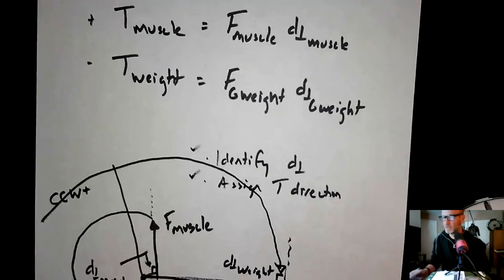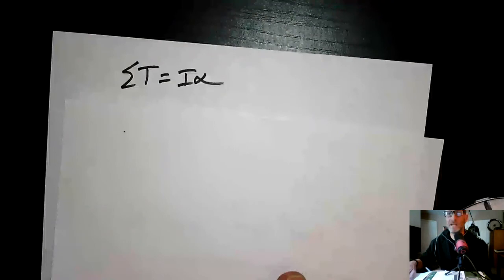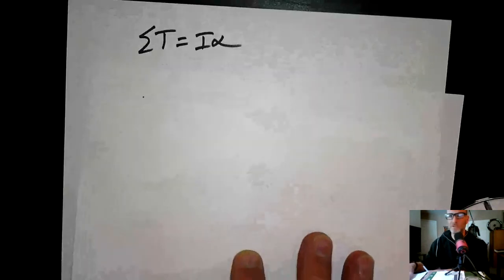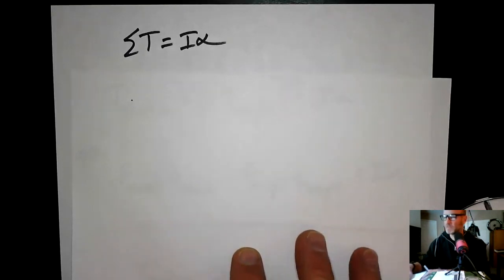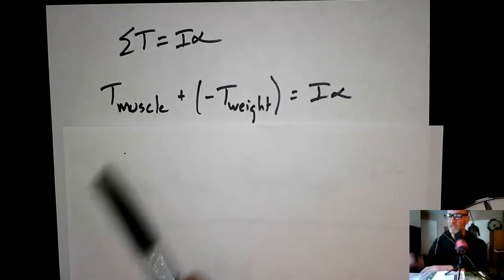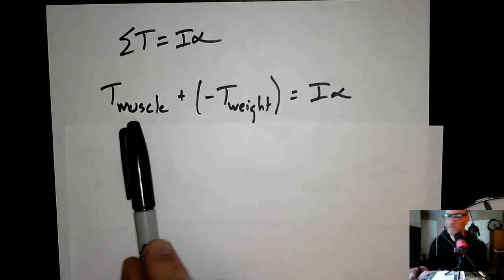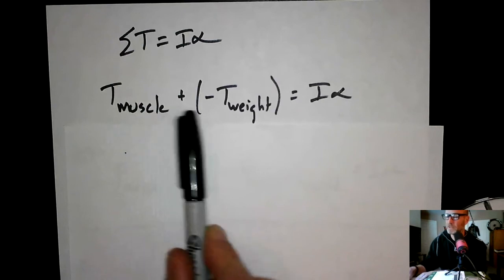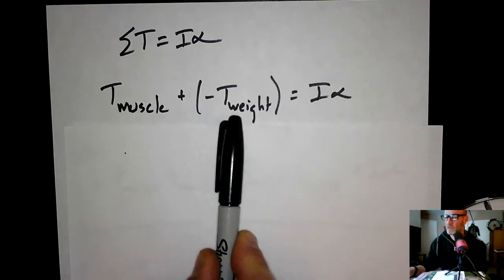Now we can continue with our angular kinetic analysis. The next step is to put those torques into this equation, torque equals I alpha. So the sum of torques acting about the axis of rotation equals the product of moment of inertia and angular acceleration. Now let's follow this through. We have torque due to the muscle. That's a positive torque, which we identified on the previous page of notes, plus negative torque due to the weight.